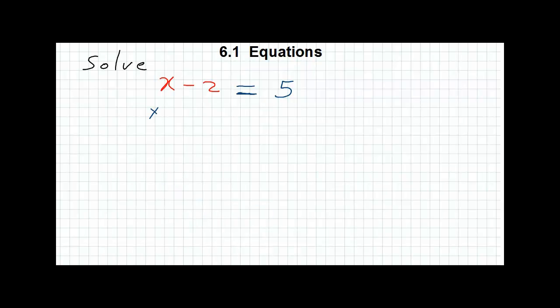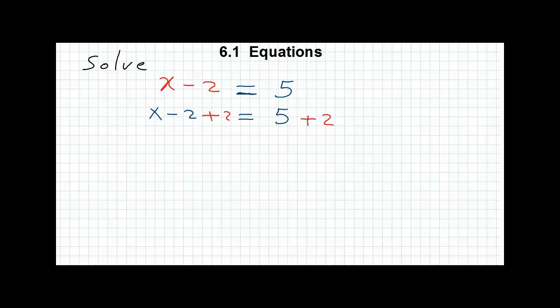Let us now solve this equation algebraically. We have x minus 2 in this side. In the other side we have 5. To undo subtraction of 2 here, we need to add 2 to both sides, so everything will be okay.